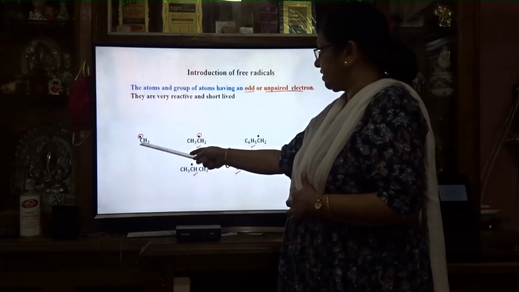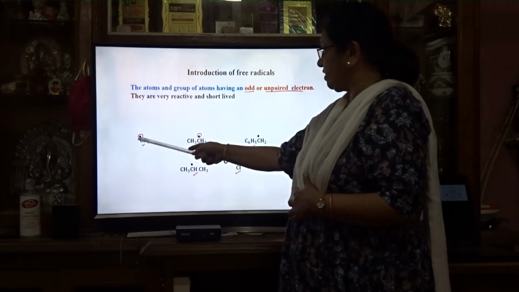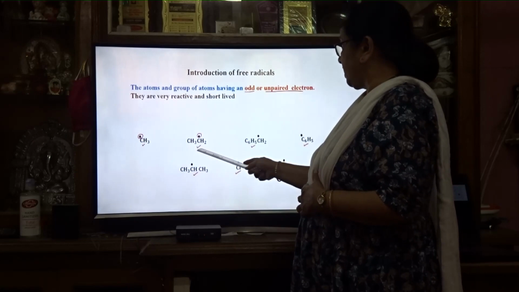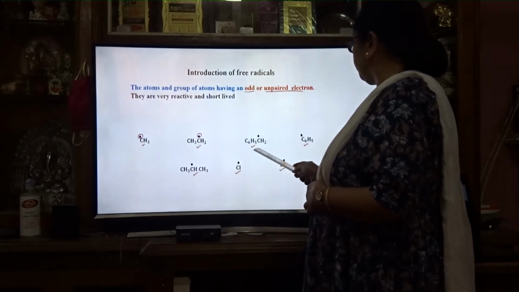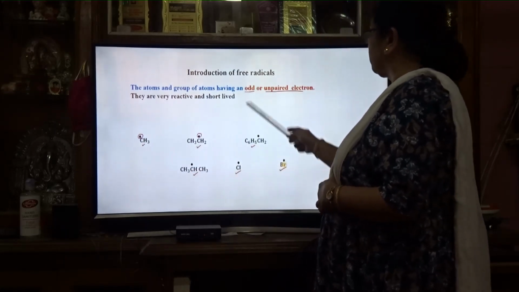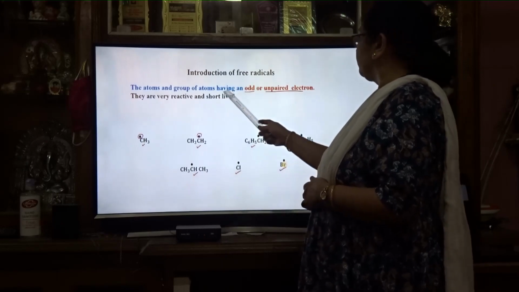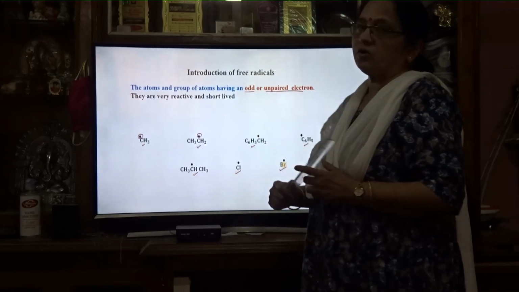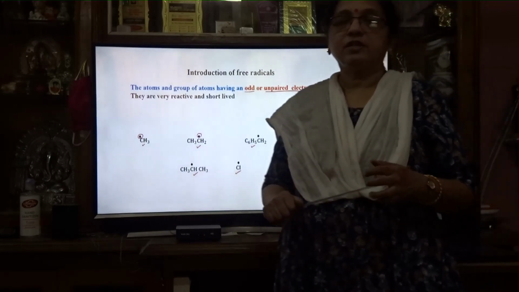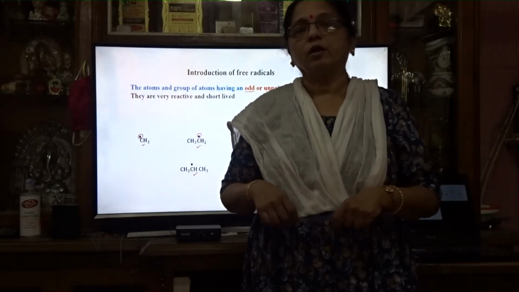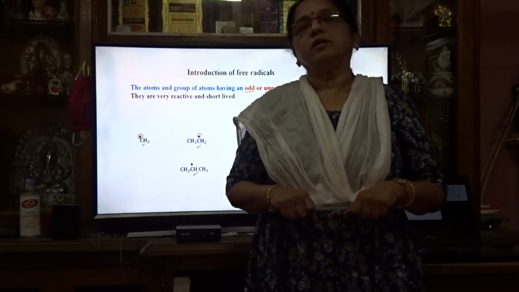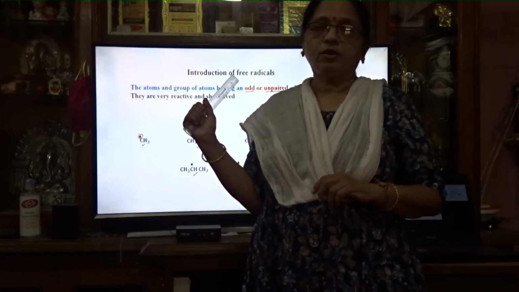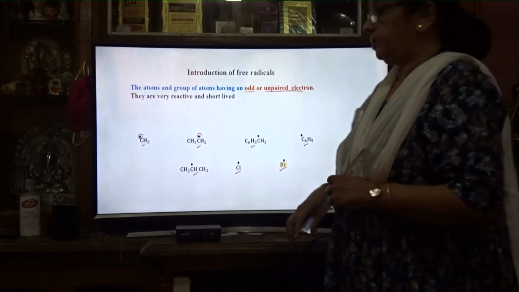We represent it like this. Suppose a methyl free radical is there, CH3, and here we write a dot. That is the methyl free radical. Ethyl free radical, benzyl free radical, these are examples of free radicals. While studying homolytic bond fission, we come across the free radical, so the term free radical is used, and I wanted to tell you what a free radical is.